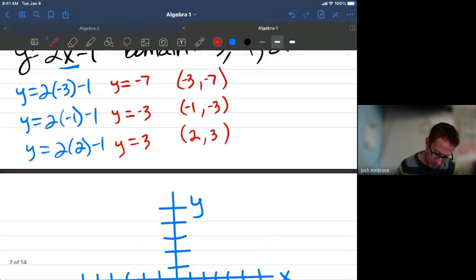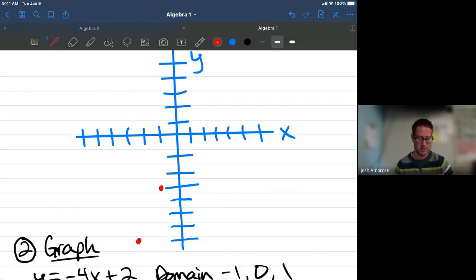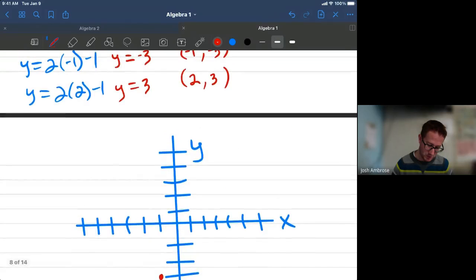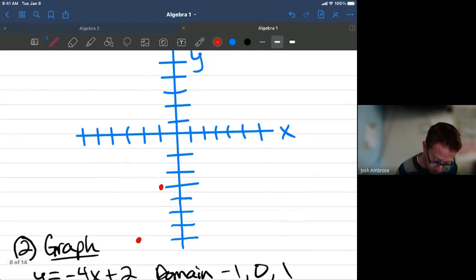Now our second point, -1, -3. Go left once, down 1, 2, 3. There's our dot. Remember, we went left once, then down 3. Okay? And our final point, +2, +3. So we go right 1, 2, then up 1, 2, 3, and we are right there.